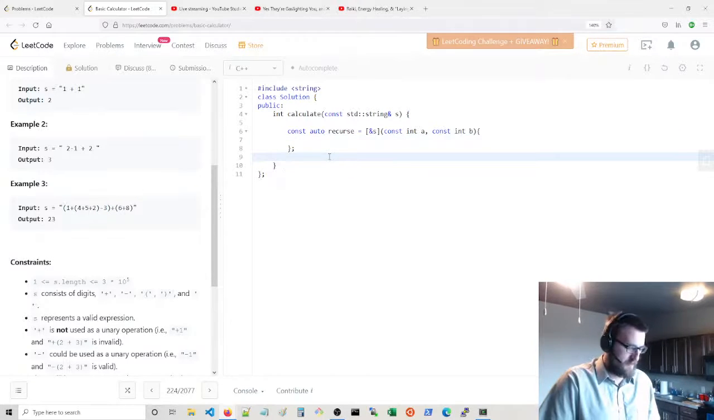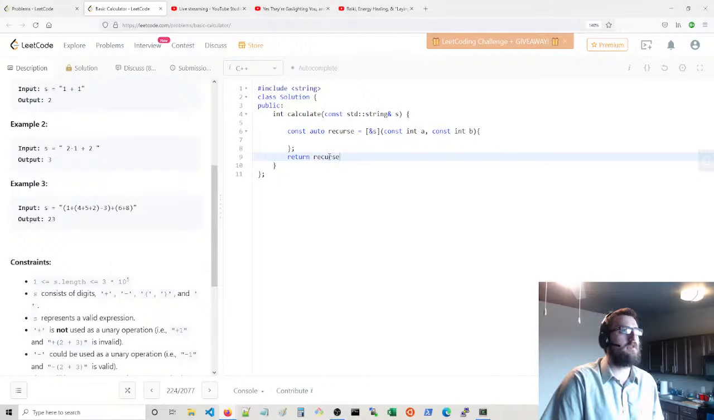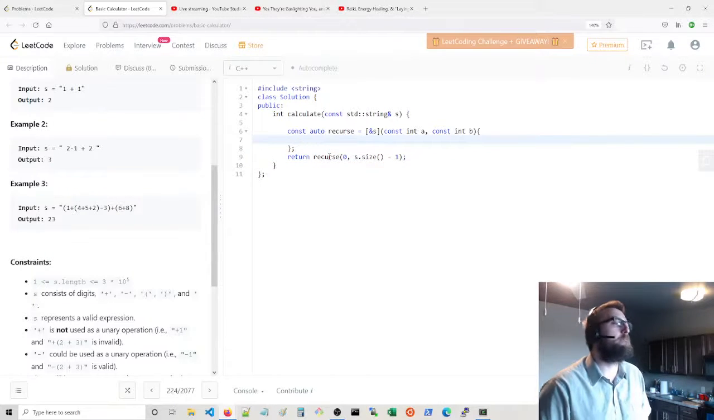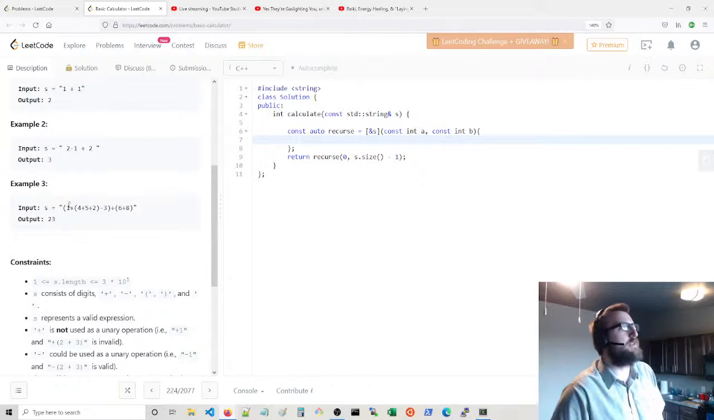So this is just going to return what the recursion gives us. Oh no, it's just from 0 to s size minus 1. And you call the recursion, which is going to return a value. So if you see opening and closing parentheses, that's what you're going to do.